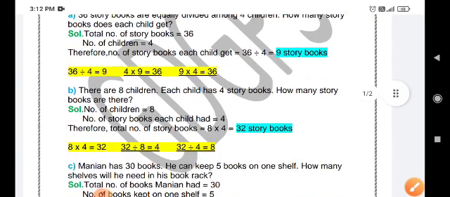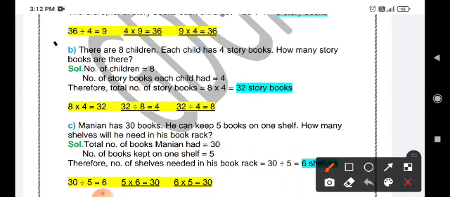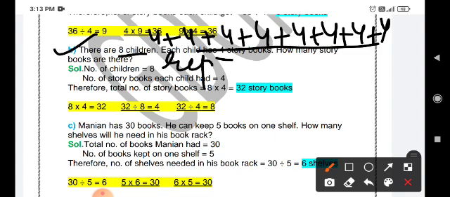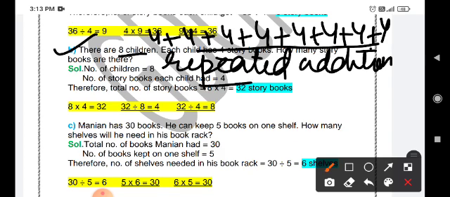Okay, now come to part B. There are 8 children. Each child has 4 storybooks. How many storybooks are there? Each child is having 4 storybooks, so there is 4 how many times? 8 times. So are we going to add these numbers? No. This is a problem of repeated addition that we are going to solve by a mathematical operation known as multiplication.